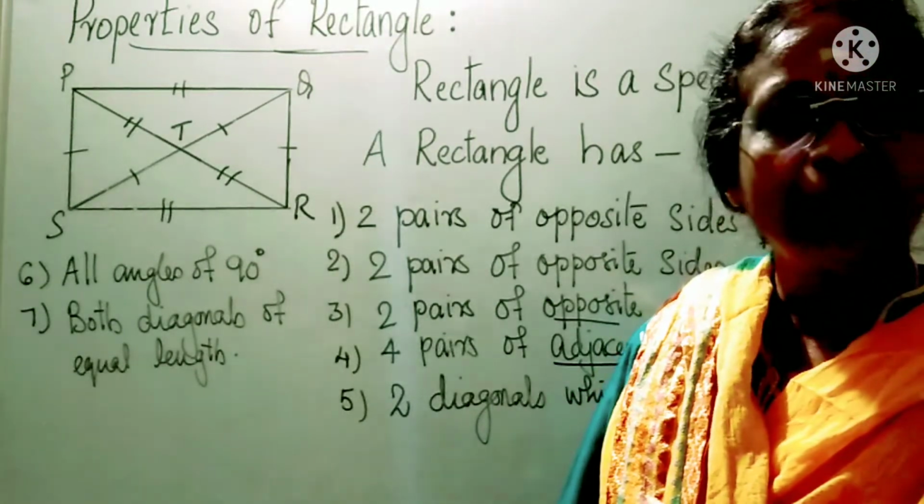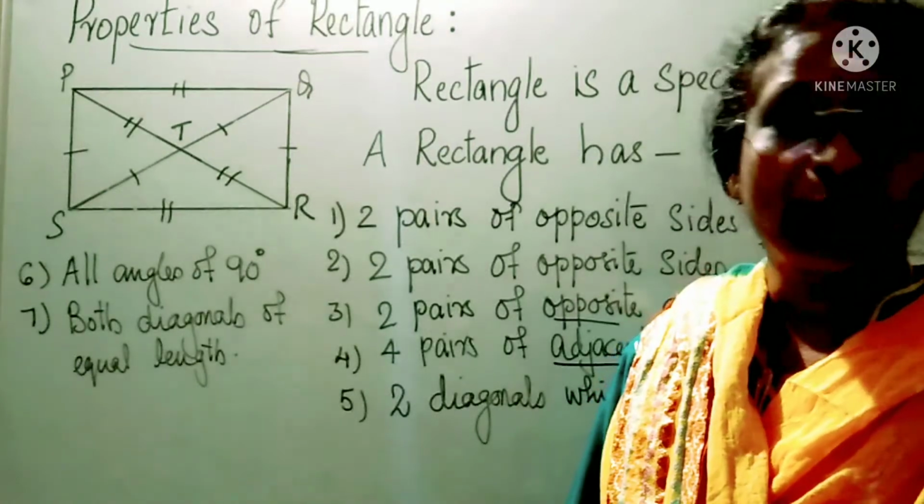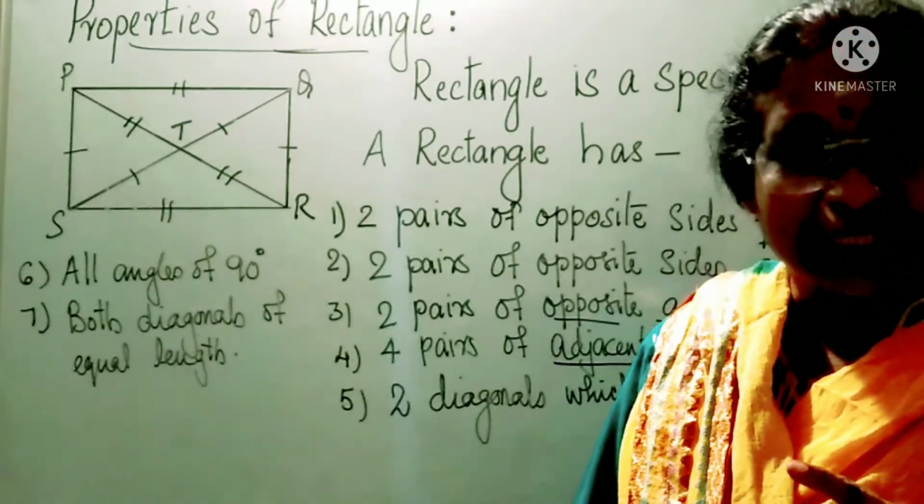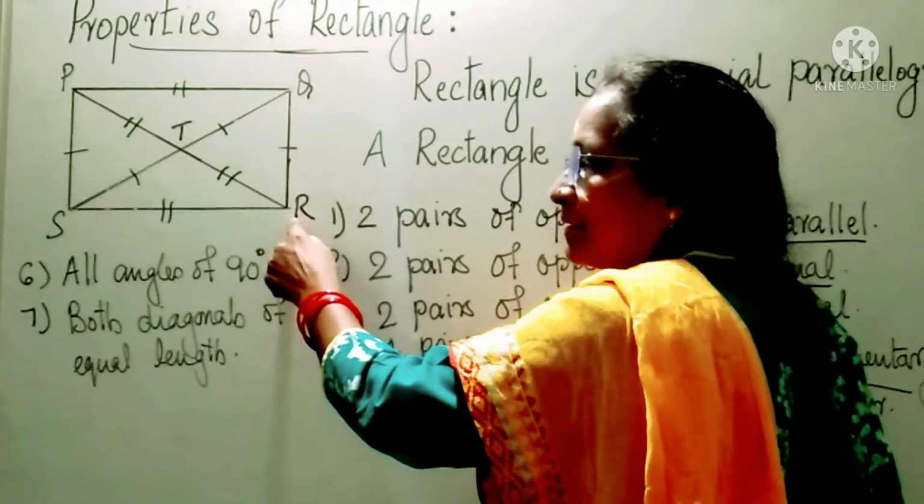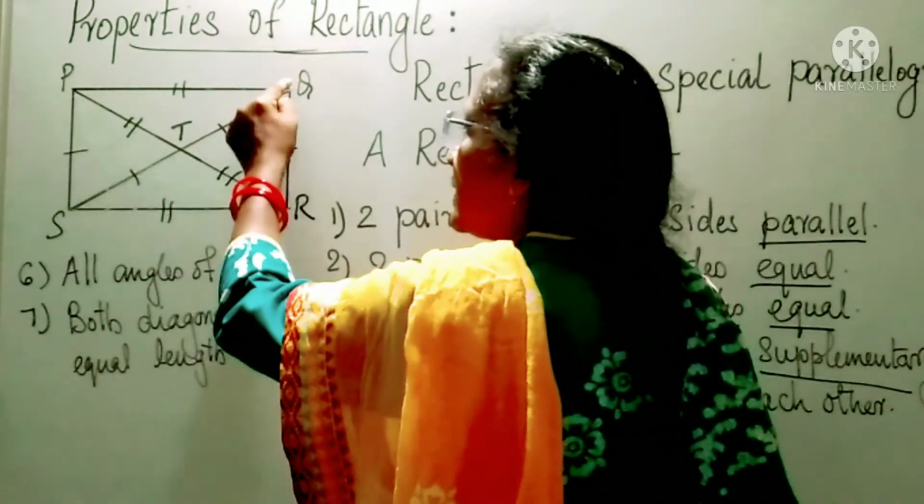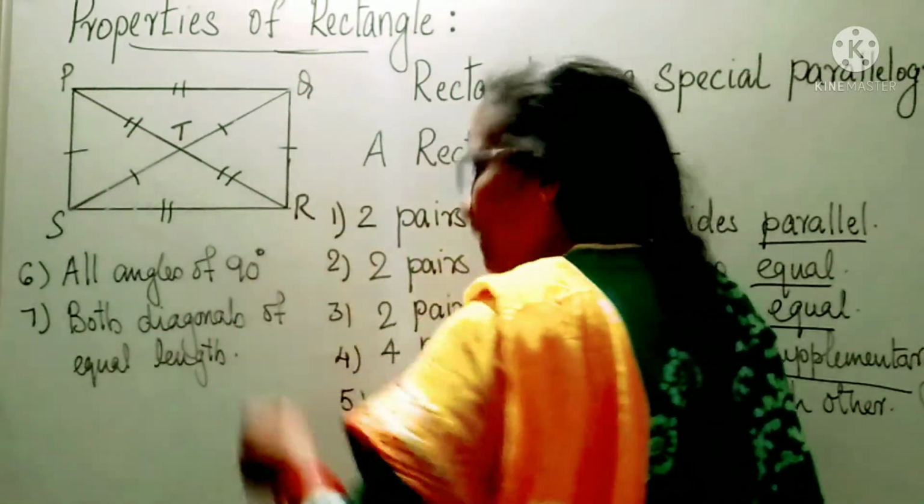Why are they equal? Do you know? It is again the application of Pythagoras theorem which you have learned in 7th standard. That is this side and this side. If you take this triangle QRS, this is a right angle triangle.